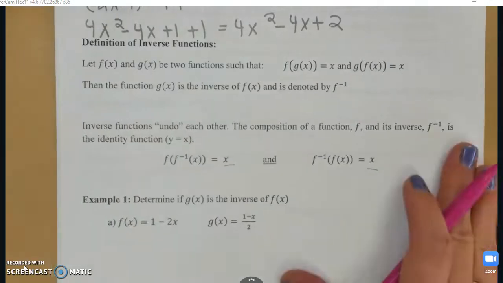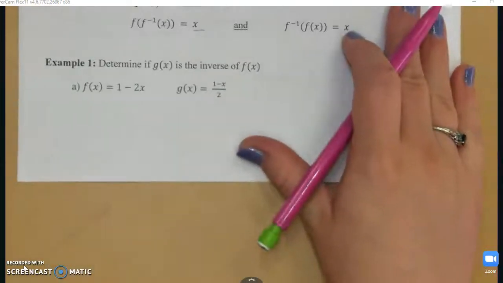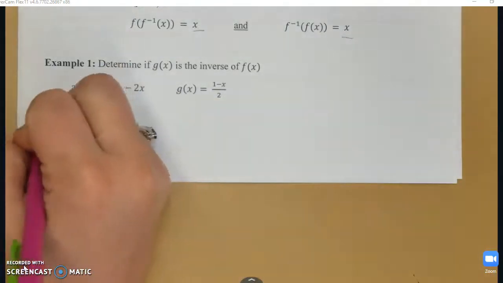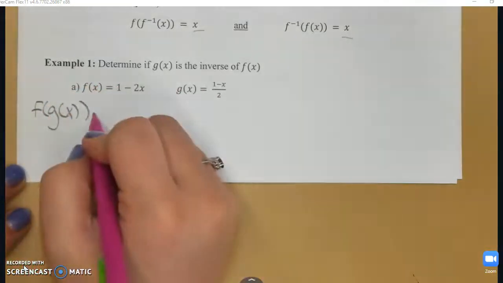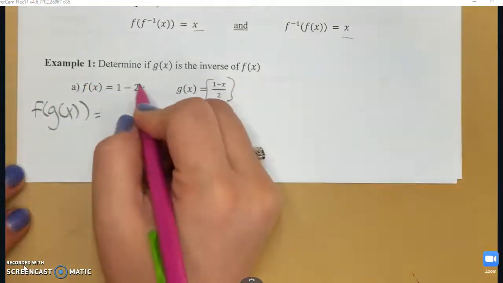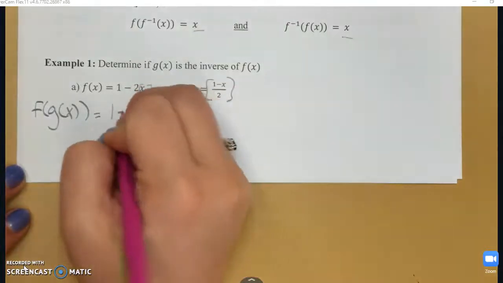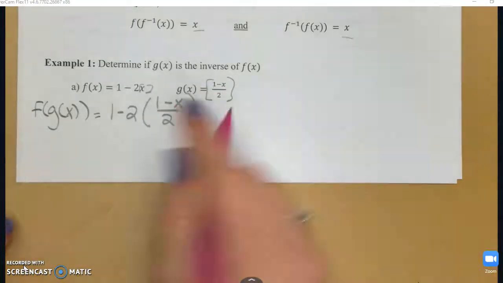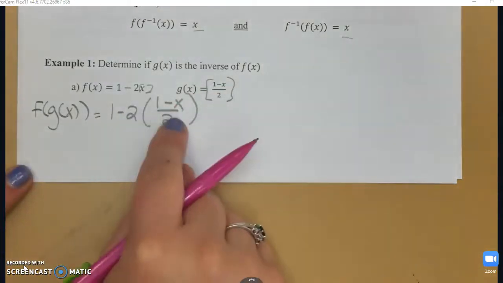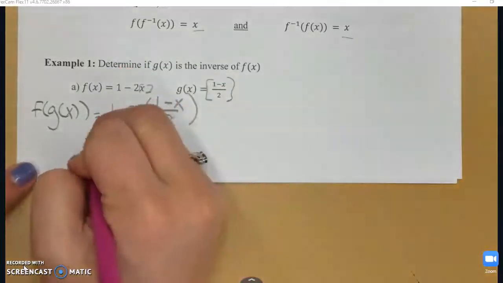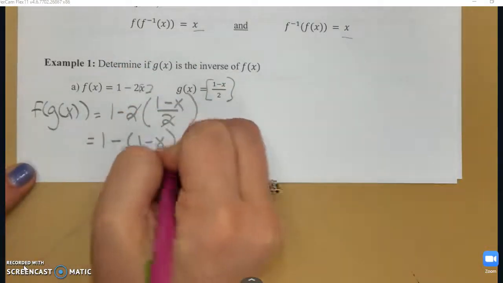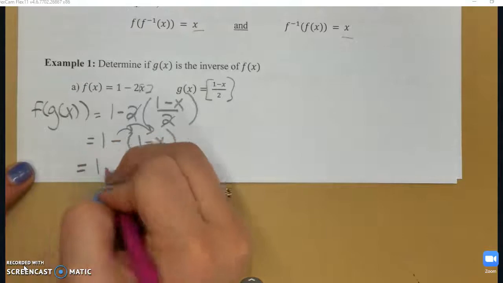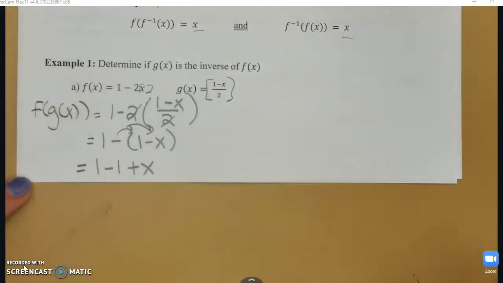So let's practice that. Let's determine a couple of times if g and f are inverses. So here's f and here's g. First, I'm going to take f of g, meaning I'm going to plug g into my f function. So that's going to be 1 minus 2 times (1 minus x over 2). Now, when I am multiplying that 2 and the 2 in the denominator, that's going to cancel. So I'm left with 1 minus (1 minus x), and I'm leaving it in parentheses because I have to distribute that negative 1. I don't want to forget to do that. So I end up with 1 minus 1 plus x.